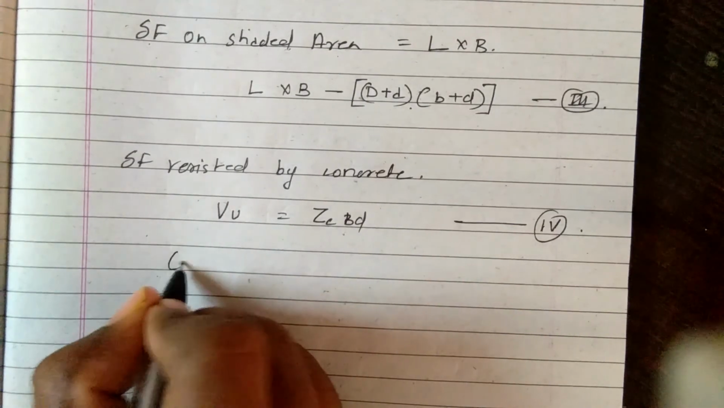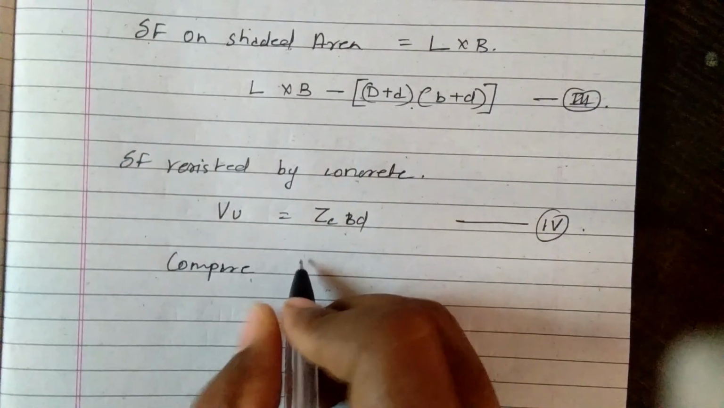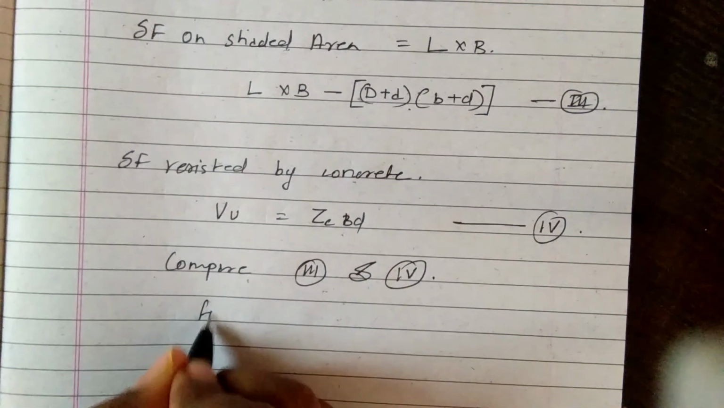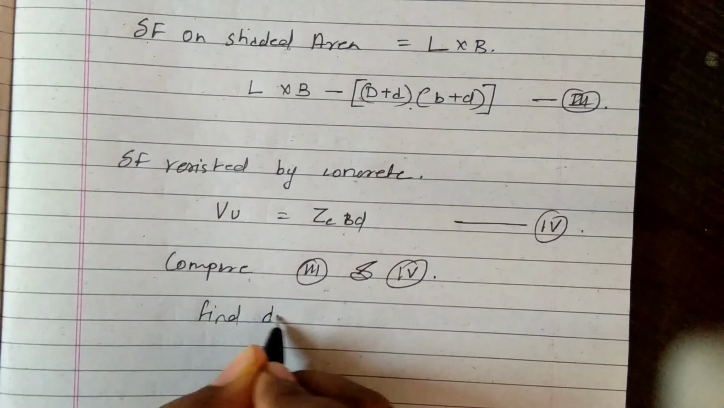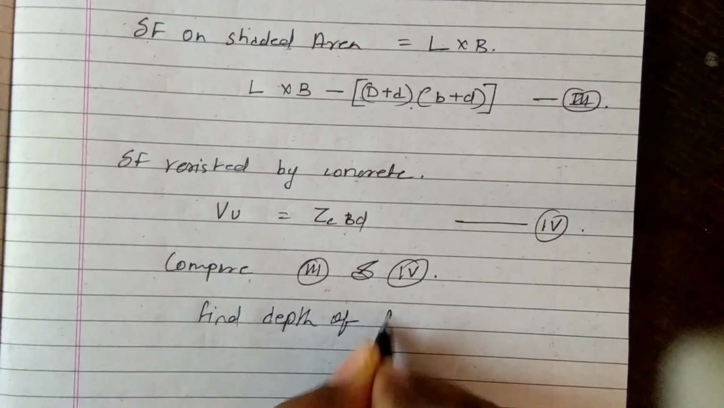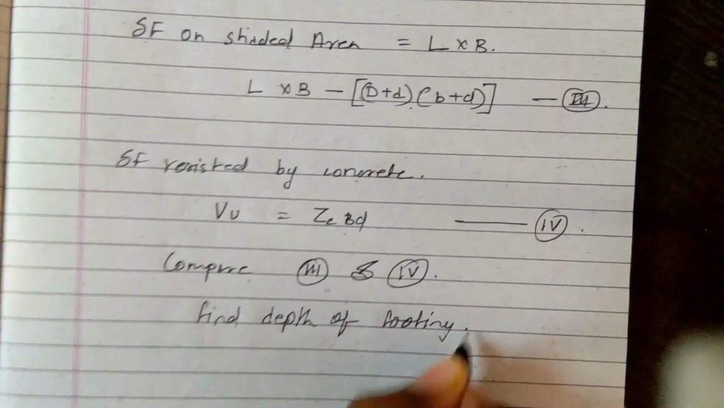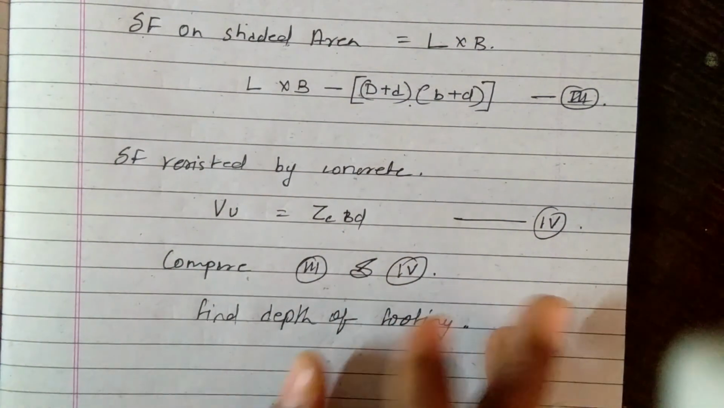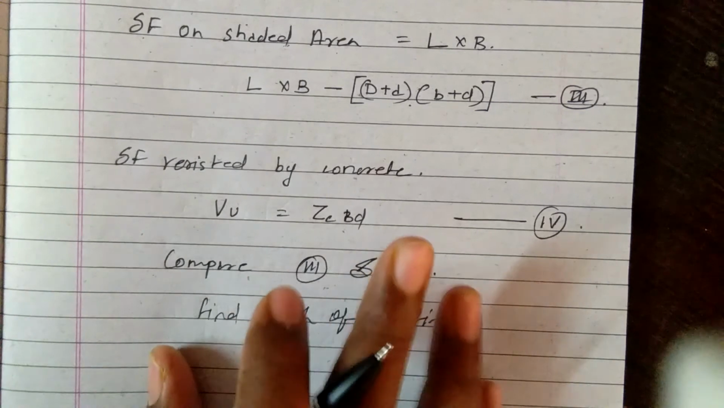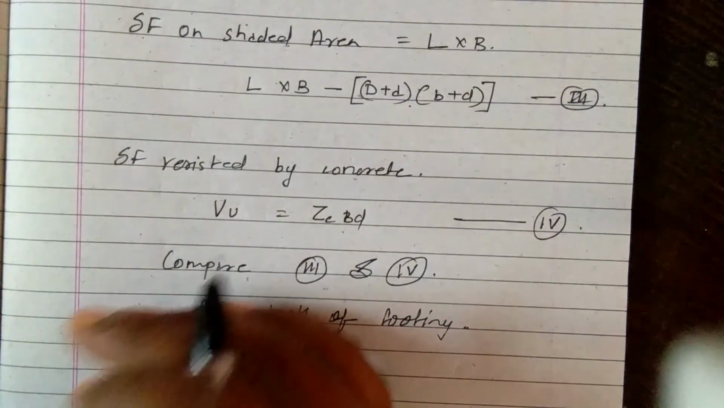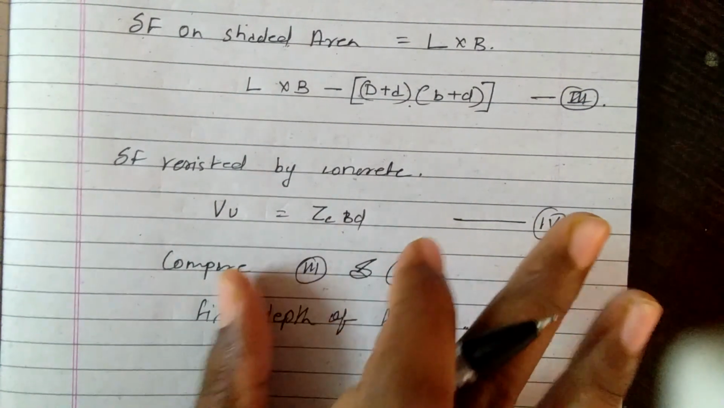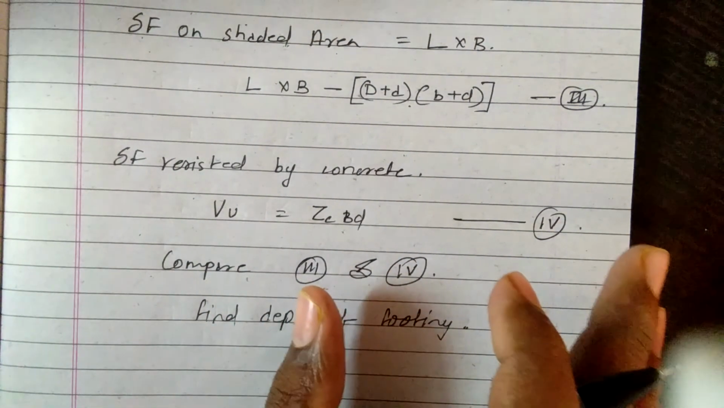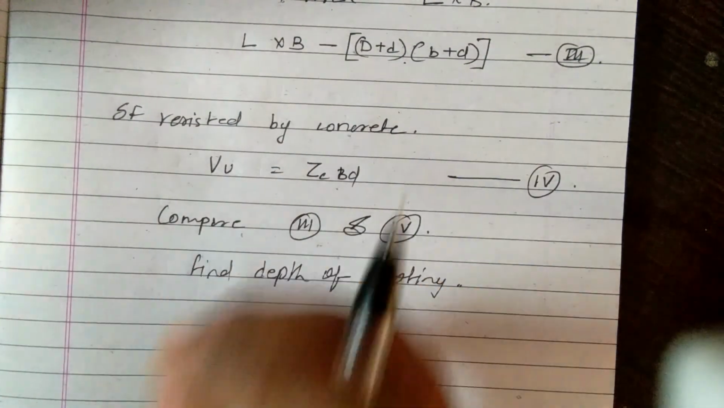Again compare equation third and equation fourth and find the depth of footing. Okay, up to here the one-way shear and two-way shear is complete. At least solve up to this step 4 to 5 times unless and until you get the complete idea over the starting portion, because the most complex portion is up to here only. The further process is quite simpler.